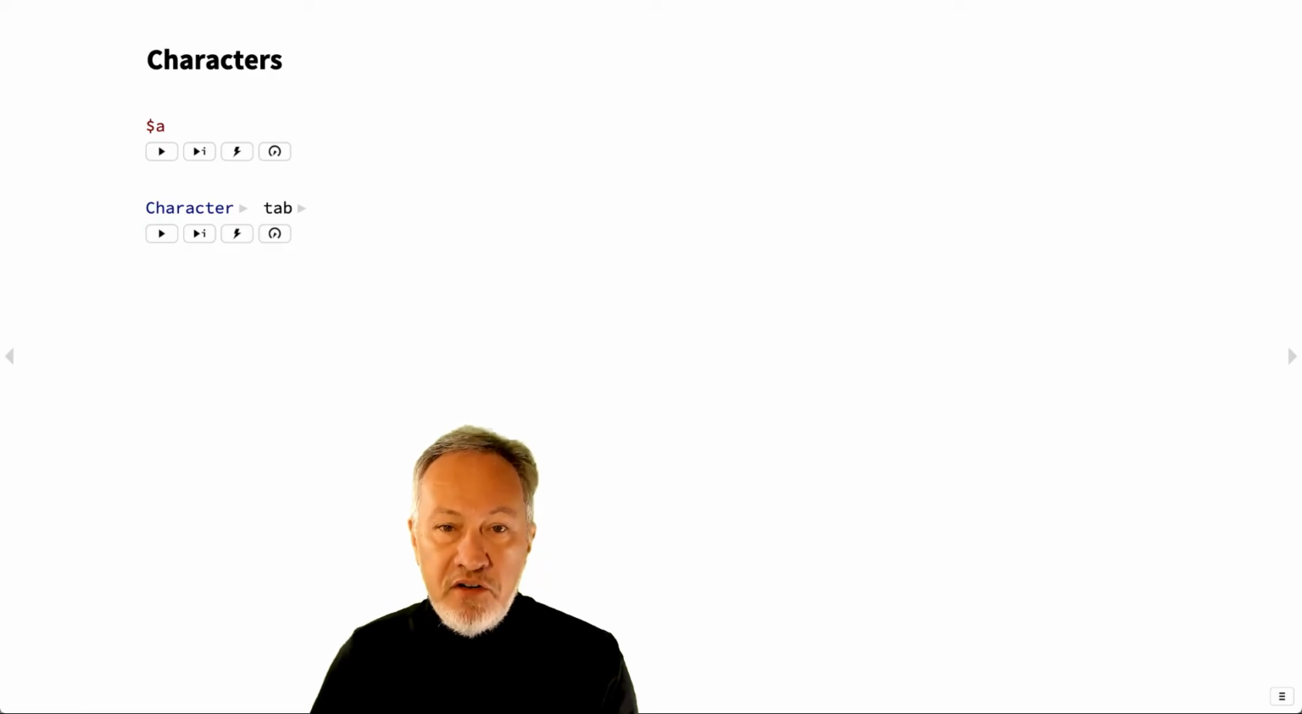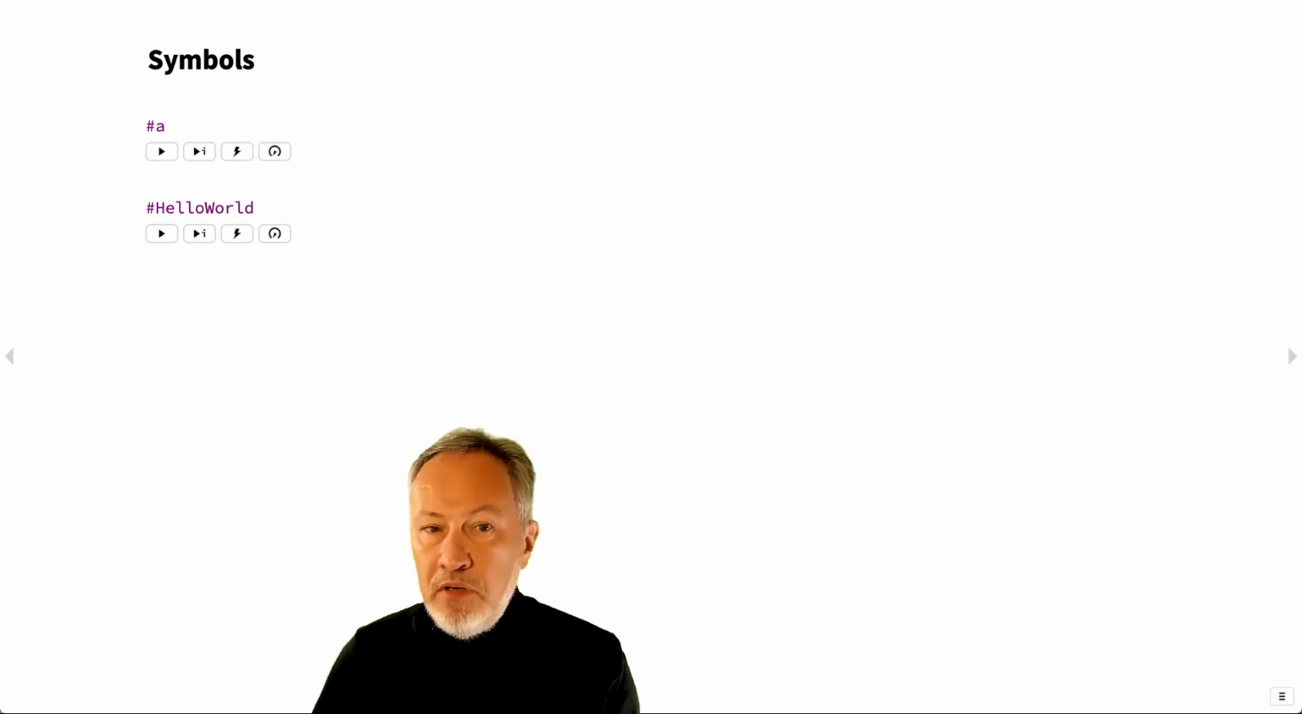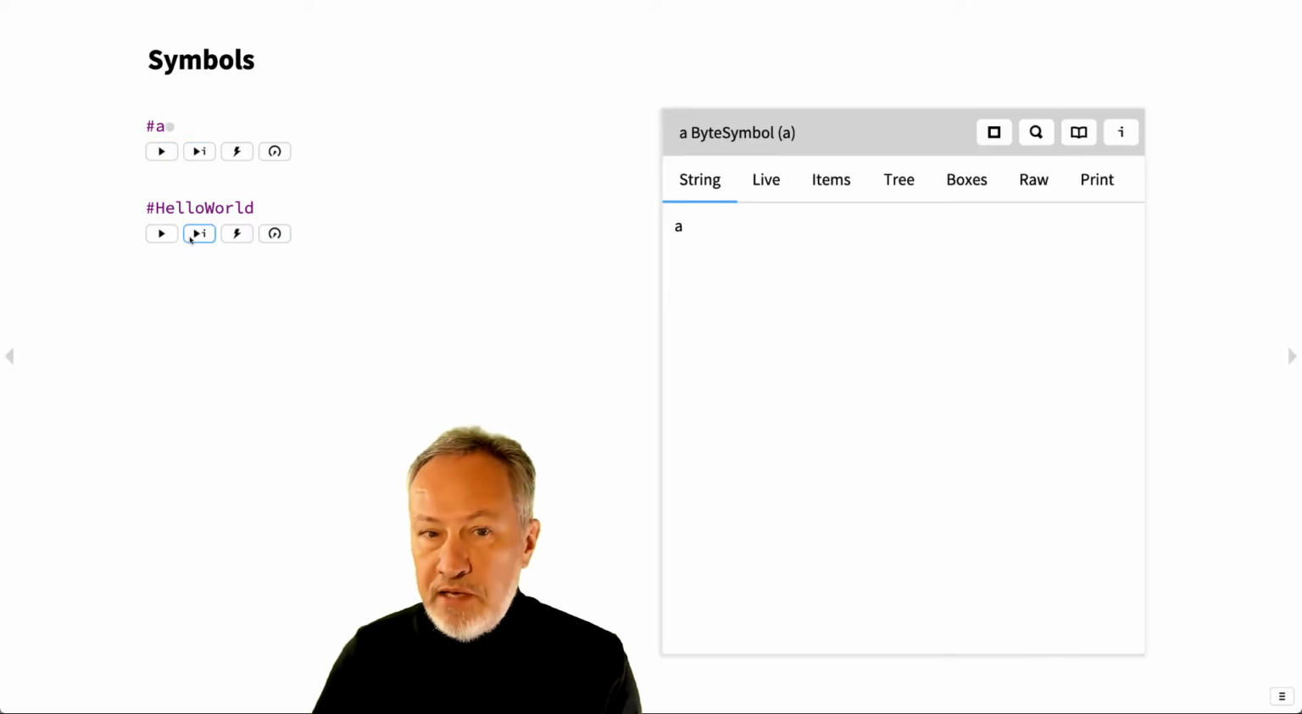Typable characters start with a $ sign. This is the letter A. Just ask the character class for a non-typable character such as a tab or a new line. A symbol is a sequence of characters starting with a hash. Symbols are pretty much like strings except that they are unique. You can have many strings with the same value, but only one symbol.